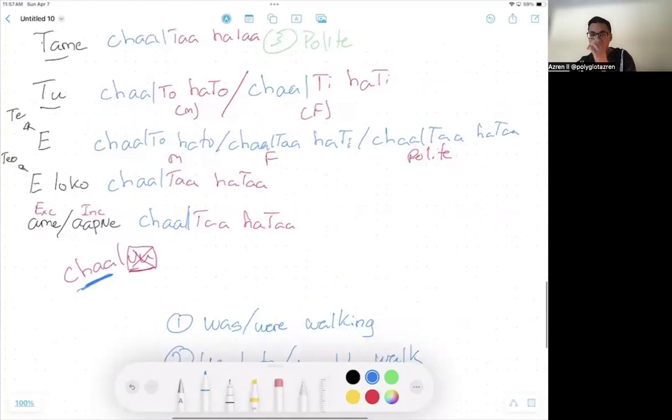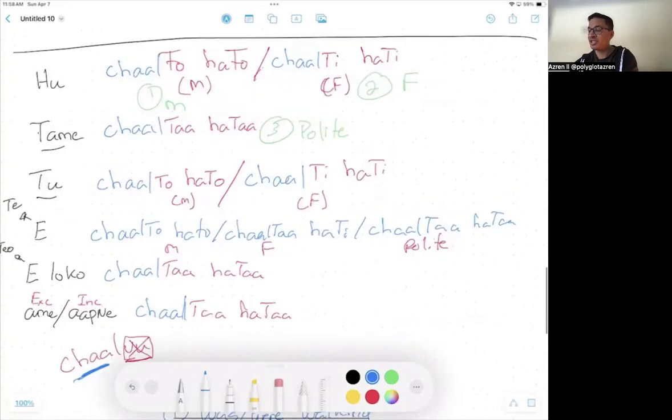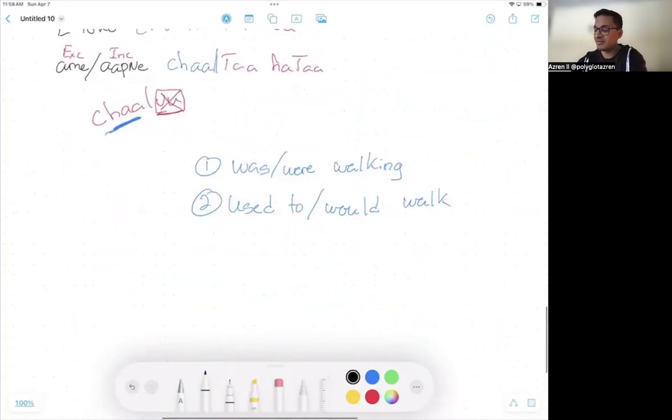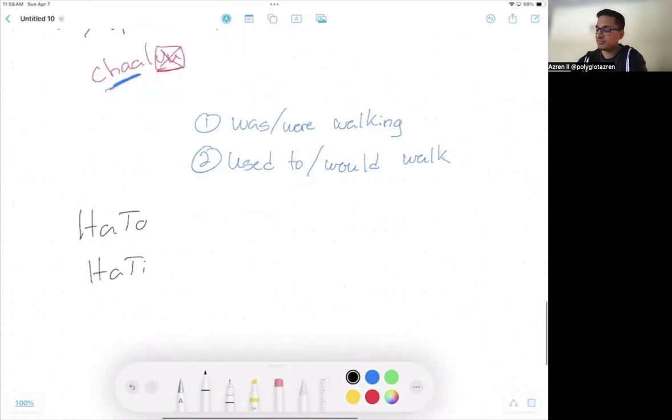A couple of points about the conjugation rules. When people talk, almost everybody, if not everyone, what they're going to do with these hatos, all these ha forms, so let's scroll down here. In the conjugations, we have hato, hati, hata.